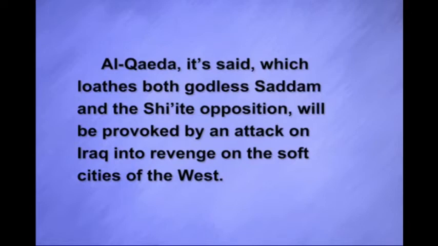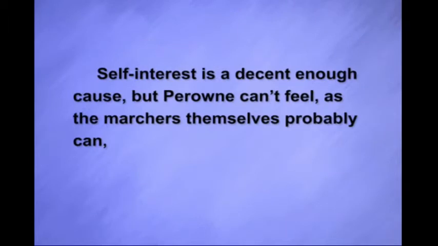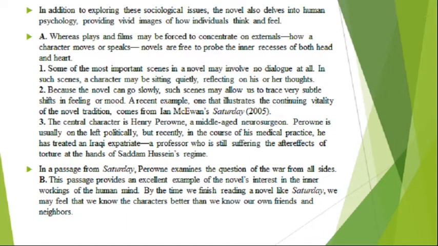And here is how the passage wraps up. Self-interest is a decent enough cause, but Perowne can't feel, as the marchers themselves probably can. He can't feel. At the beginning he was thinking, now he's feeling. He's not even sure that he knows what they're feeling. He's not sure that he wants to go that far and attribute motives and feelings to them. Perowne can't feel, as the marchers themselves probably can, that they have an exclusive hold on moral discernment.